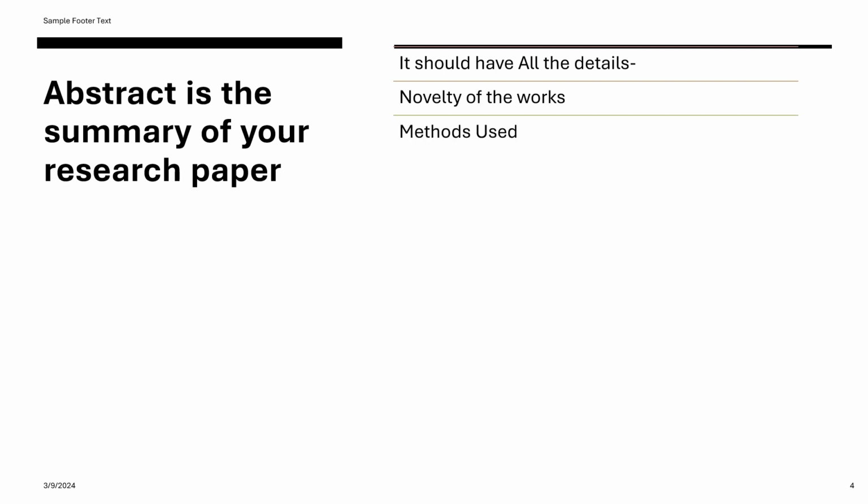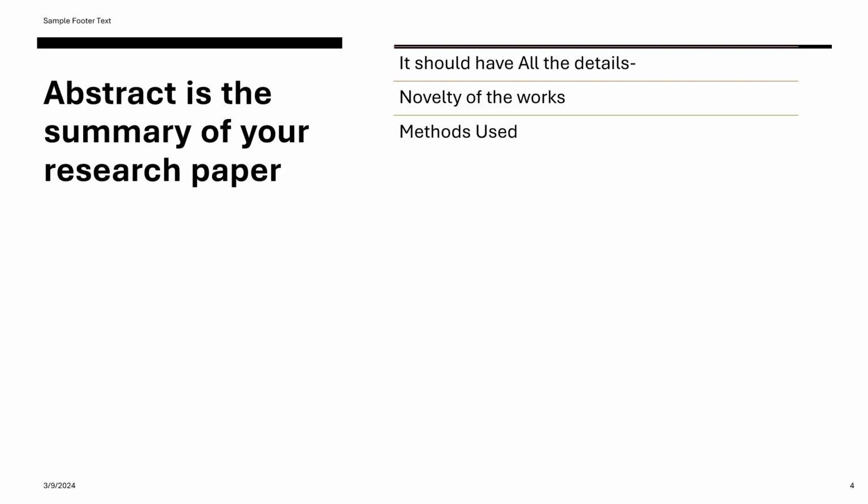As I have already told you, abstract is a summary of your research paper. So the following points you have to incorporate in your abstract. It should have all the following details. First of all, you have to tell what is the novelty of your work. The novelty is the most important thing of any research paper. What new, what innovative you have done, you have to mention in your abstract.